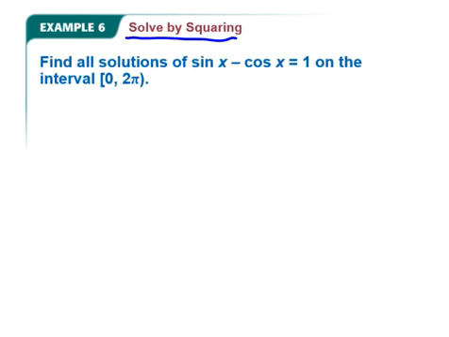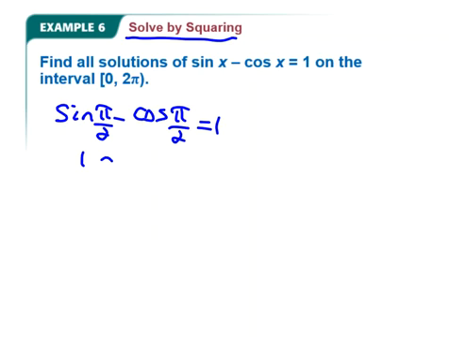And how you do that is you put, instead of x, sine of pi over 2 minus cosine of pi over 2 equals 1. And we'll see if this is an extraneous solution or not. If you have your unit circle out, you should know that the sine of pi over 2 equals 1, and the cosine at pi over 2 is 0, and so 1 equals 1, so that one checks. So pi over 2 is good.